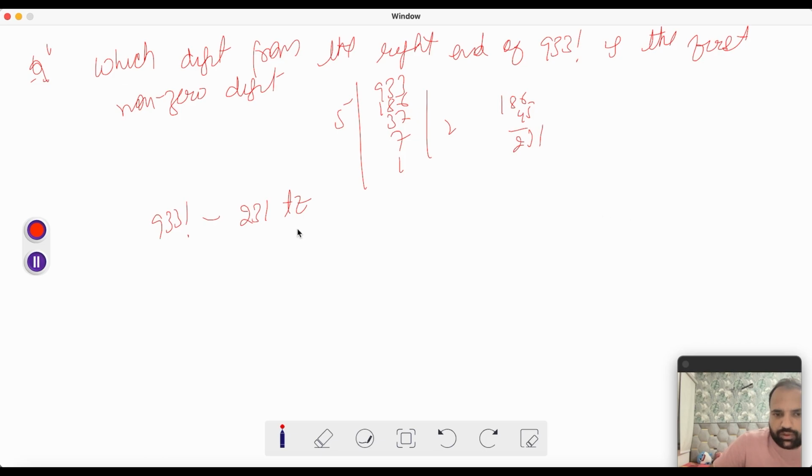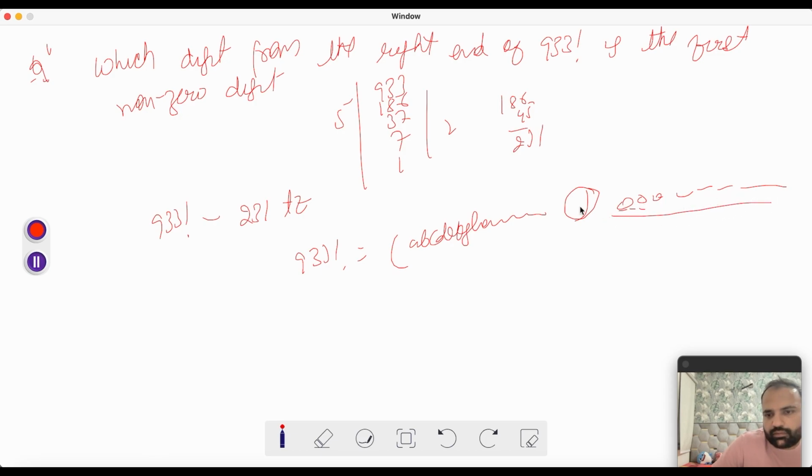Okay, so let's say 933 factorial, if we find, it would have some numbers. Let's say A, B, C, D, E, F, G, any numbers it would have, plus it would have 231 zeros. So after all these zeros, what term would be the first non-zero? It would be the 232nd term, because you have 231 zeros following, and then you have the 232nd term.